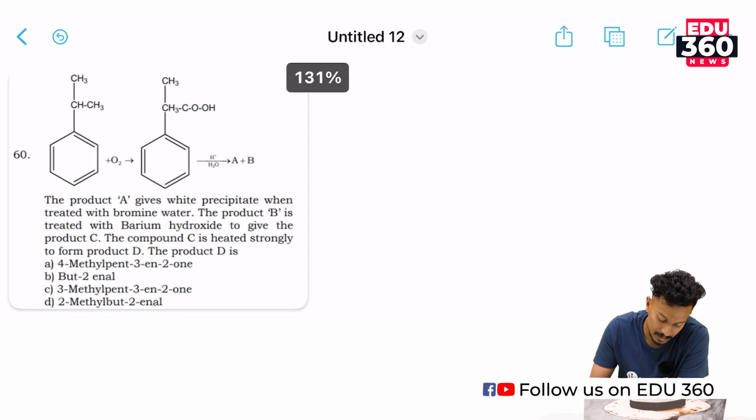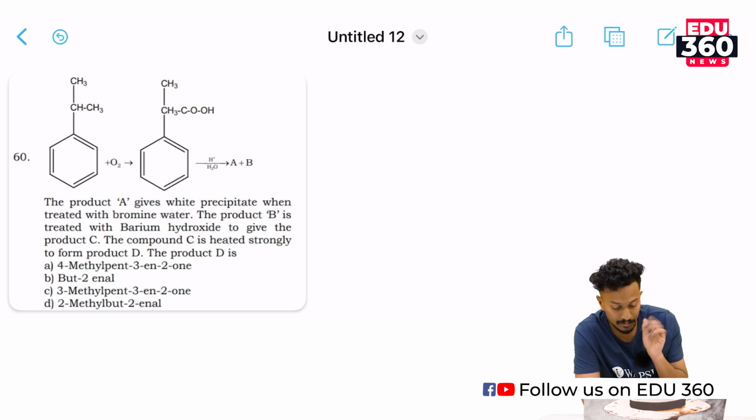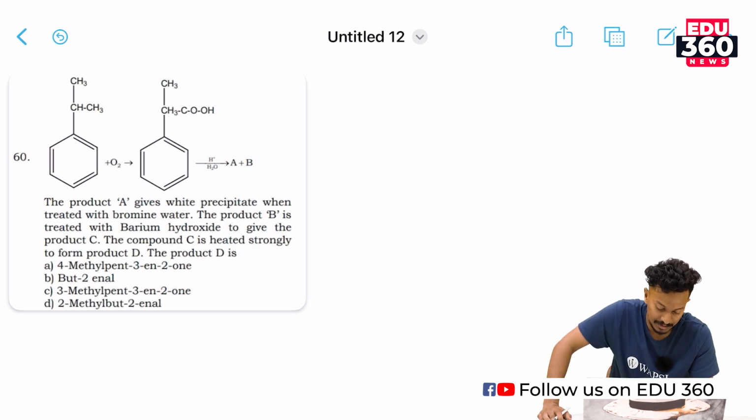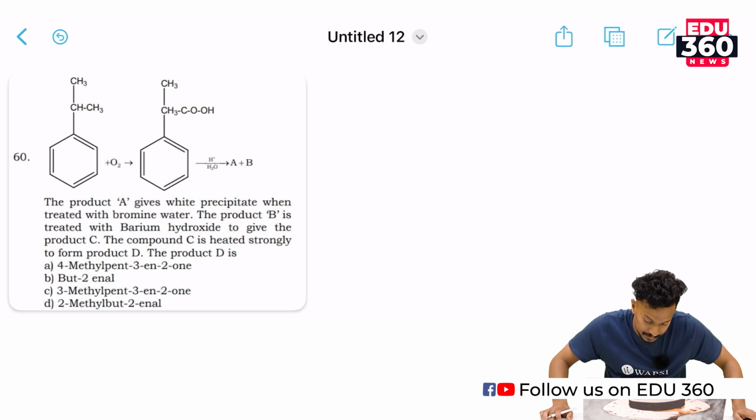Yes, the product A gives white precipitate. Okay, we do have 2 aromatic compounds here and an oxygen. Okay, this is our reaction. The product A gives white precipitate when treated with bromine water. What is our bromine water? What might be the white precipitate?